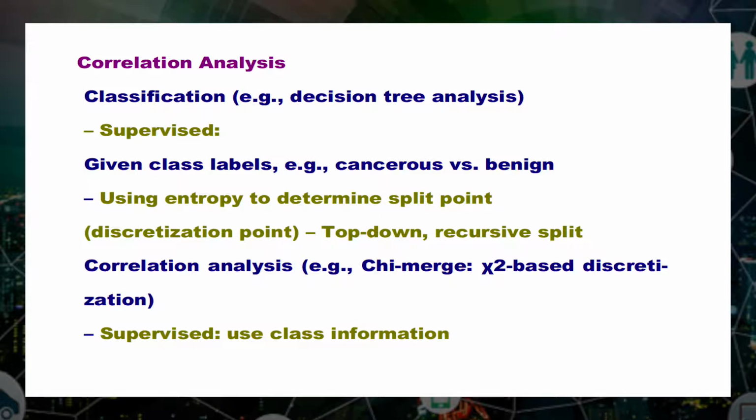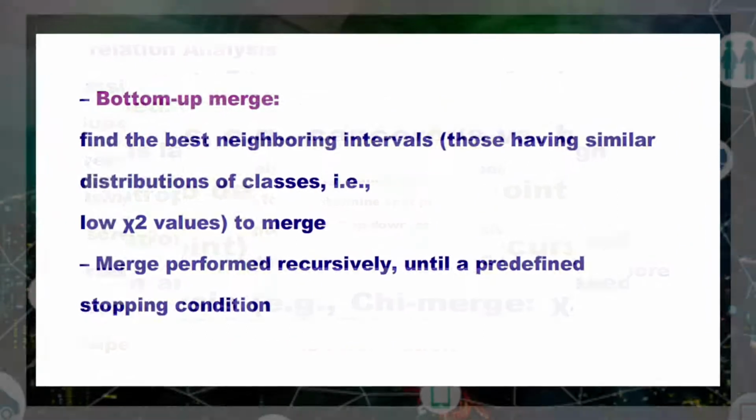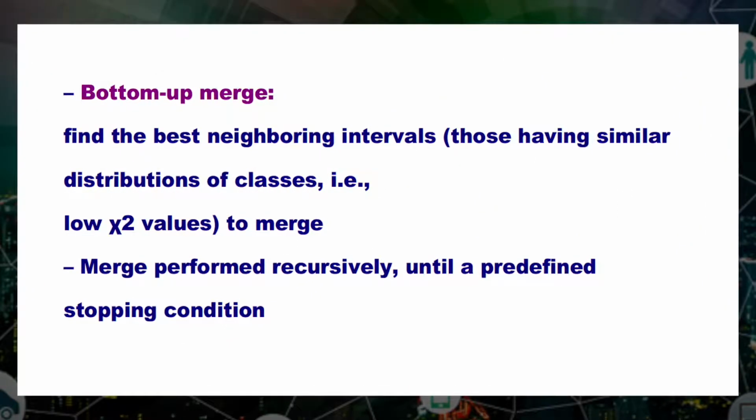The next concept is supervised classification. It uses given class labels, for example, cancerous versus benign, using entropy to determine the split point, with a top-down recursive split. The correlation analysis, for example, is chi-merge, chi-square based discretization. The supervised discretization uses the class information. The next one is bottom-up merge. It finds the best neighboring intervals, that is those having similar distributions of classes, to merge. The merge is performed recursively until a predefined stopping condition.